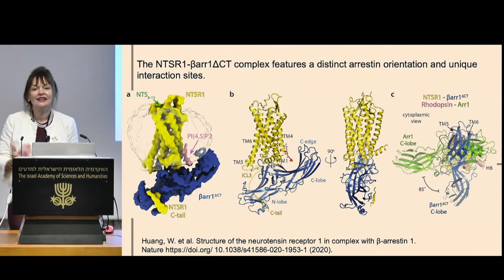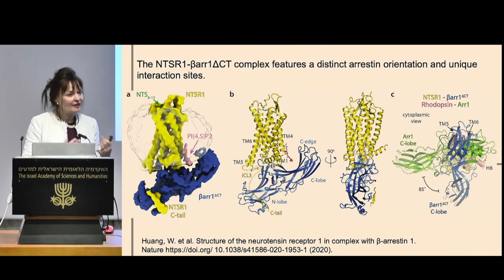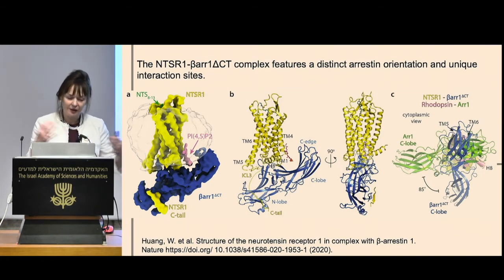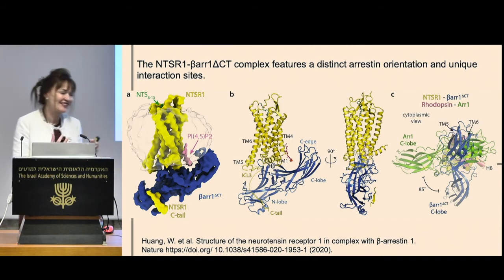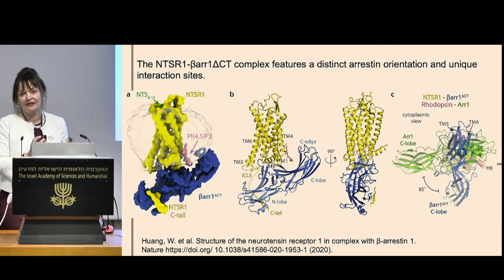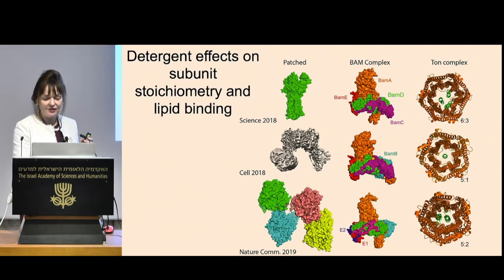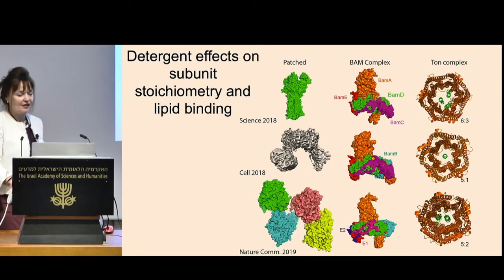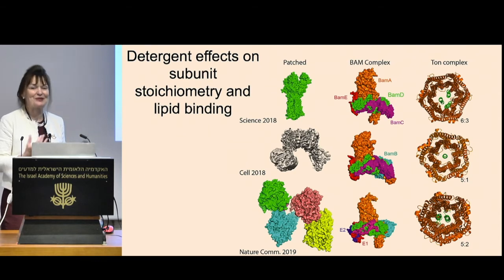But it also made us think a lot about the effects of detergents on subunit stoichiometry and on lipid binding. Are we actually forcing some of these because we're choosing certain detergents, or is that how it is in the membrane? And also, if you look at structures, they seem to evolve with time.